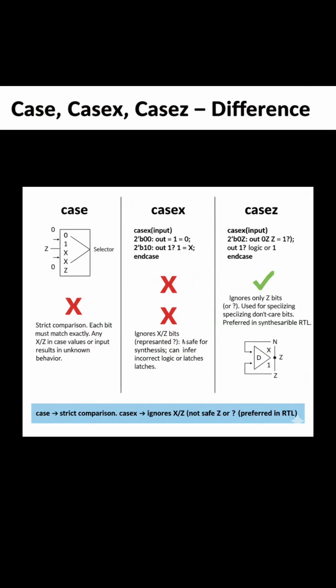Case family. Normal case is strict. casex ignores X and Z. It is risky in RTL because it can hide bugs. casez ignores only Z, a safer choice in RTL. And finally, generate blocks.